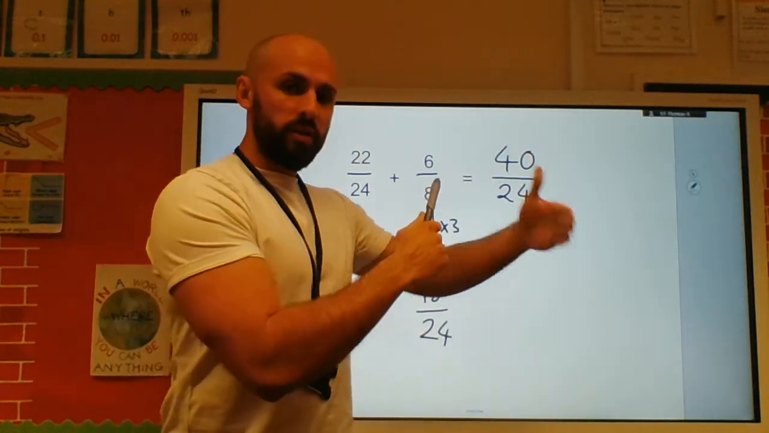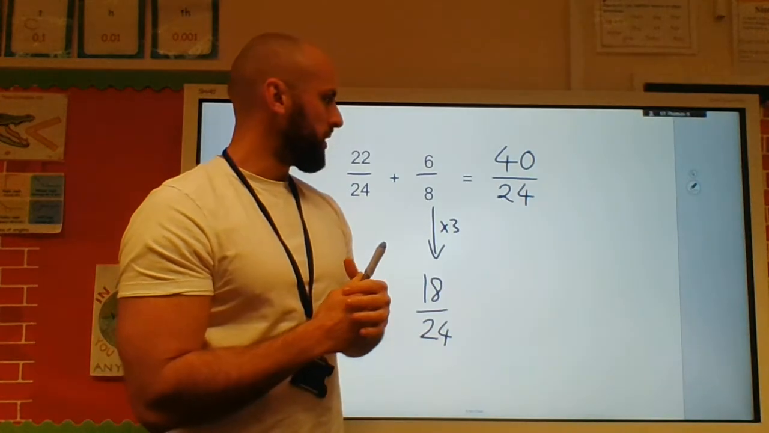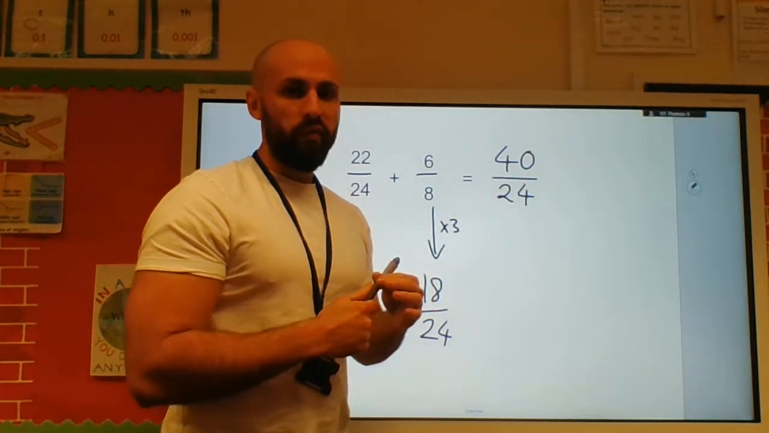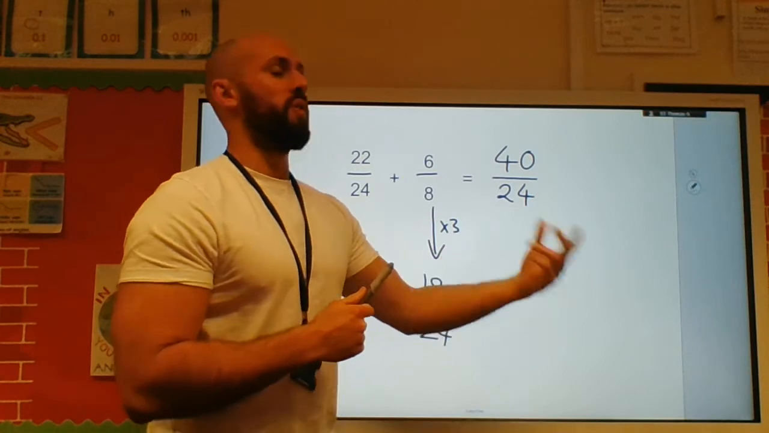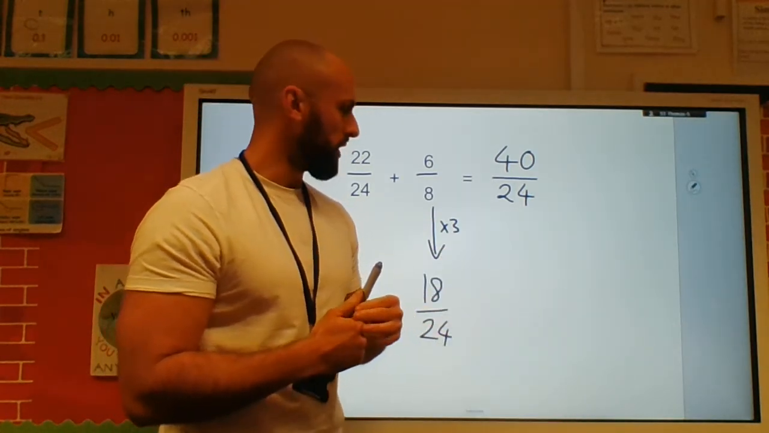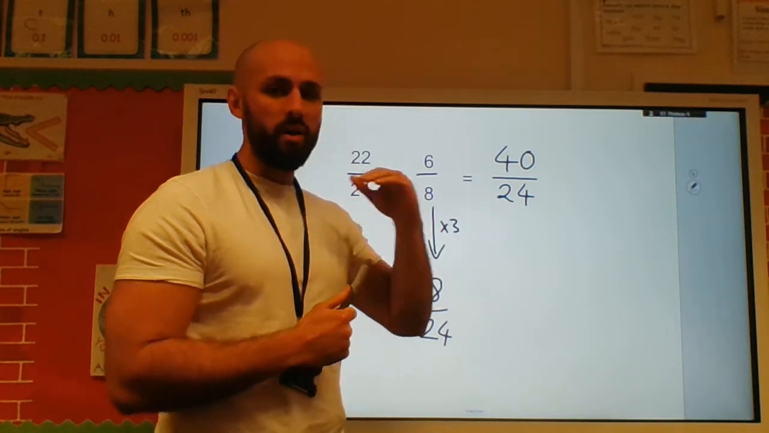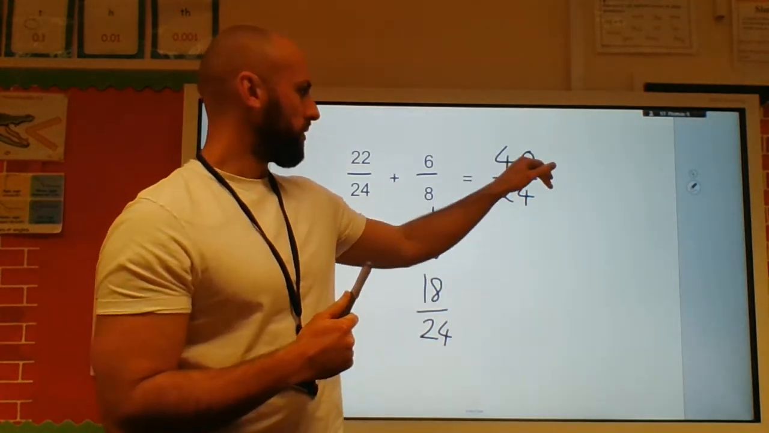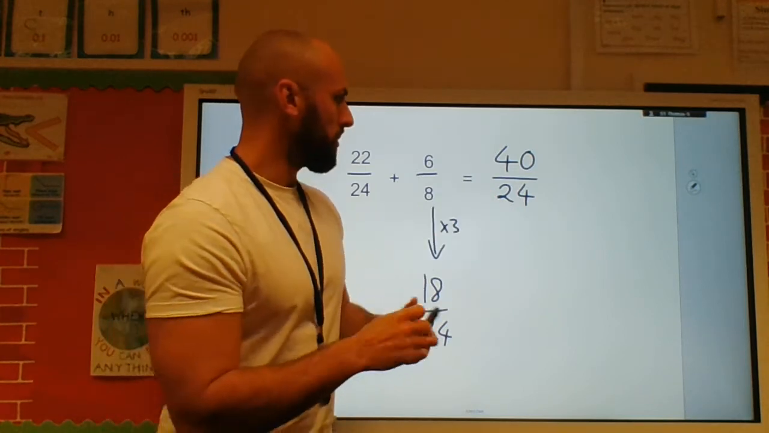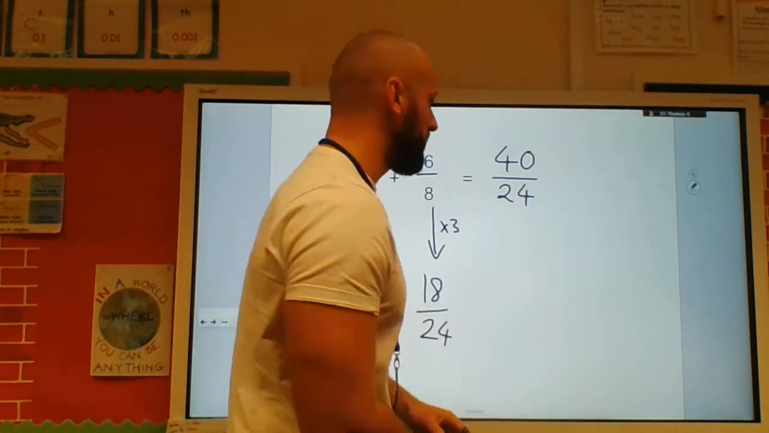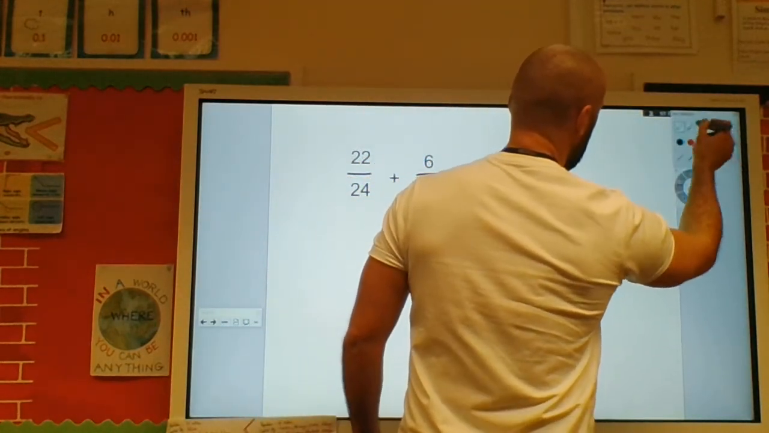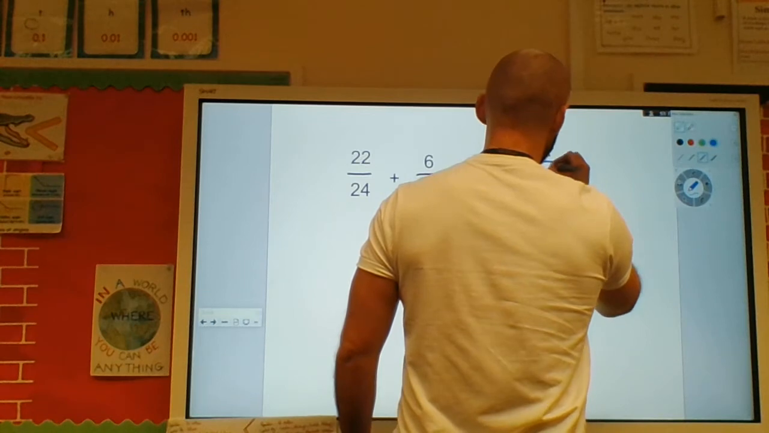And I could keep dividing by 2 until I get to the simplest fraction. They're both divisible by 4. So I could do the same, divide by 4, divide by 2, and keep going until I end up with my simplest fraction. However, the highest common factor of 24 and 40 is 8. So I'm going to use that. I'm going to skip out all the other steps and divide the numerator and denominator by 8.